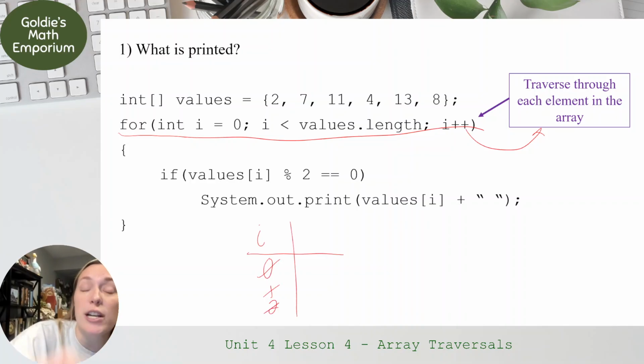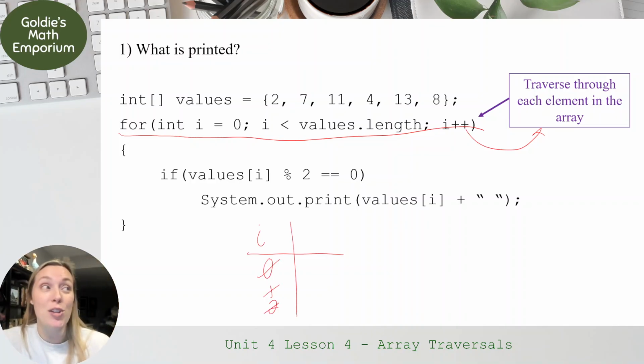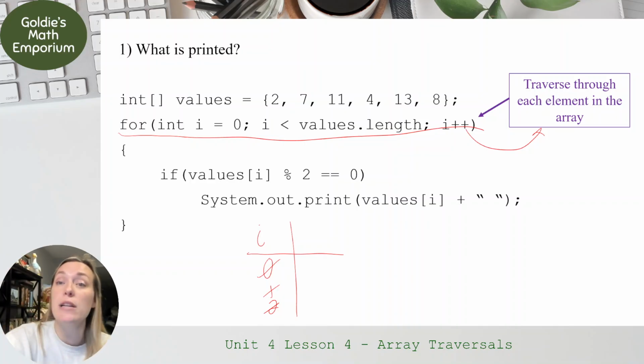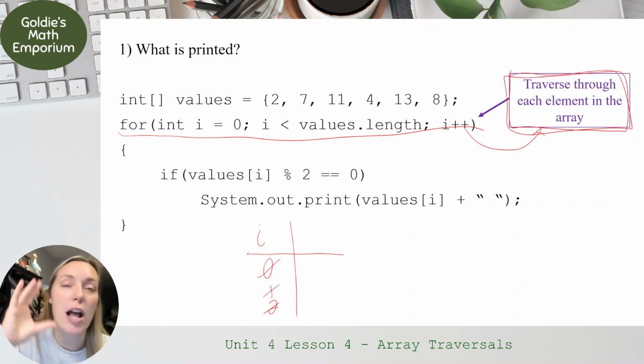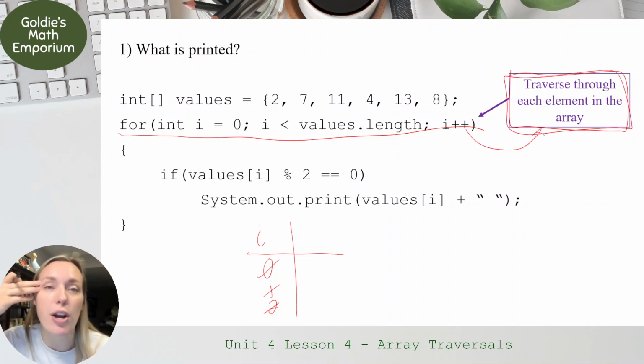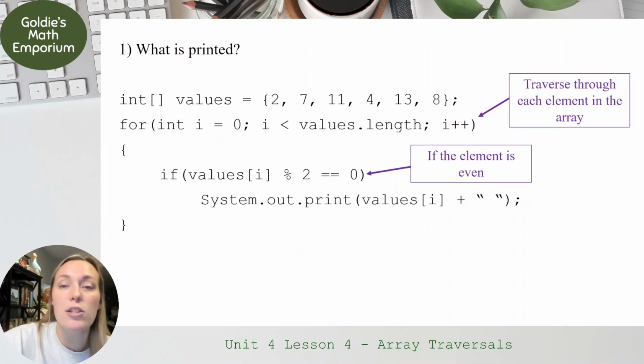You definitely could, especially as you're still learning these. If you need to make a formal trace table, by all means do it. But if you can start putting words like this to the code, it's going to help keep it clear in your head what you're doing with this array. Okay, so this tells me I'm going to traverse through each element in the array.